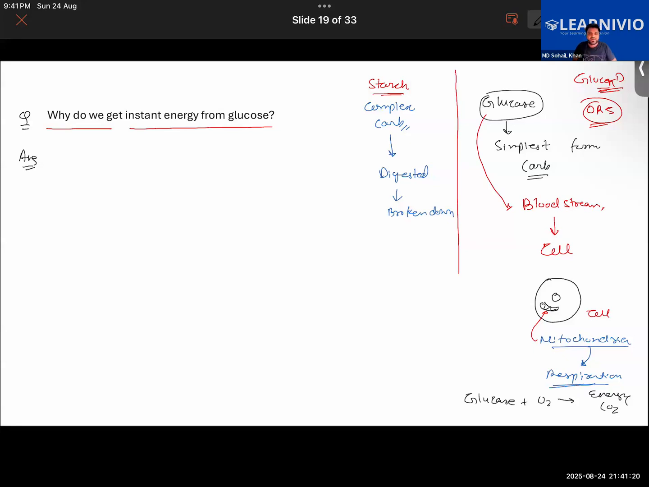So that is why after heavy exercise, or if you're ill, or because of fatigue, we drink glucose solution and that gives us instant energy. Glucose is directly absorbed into the blood and blood further takes it to the cell where it is broken down and we get energy. So that is how it works.